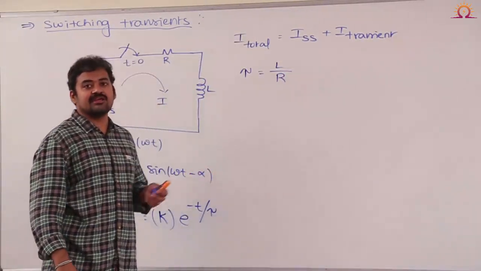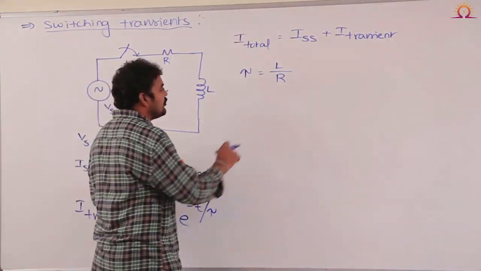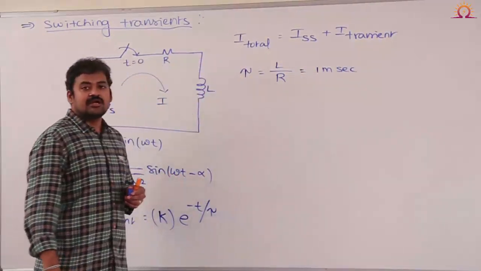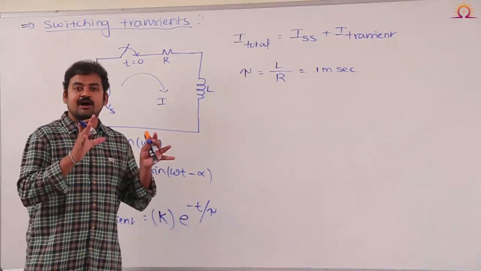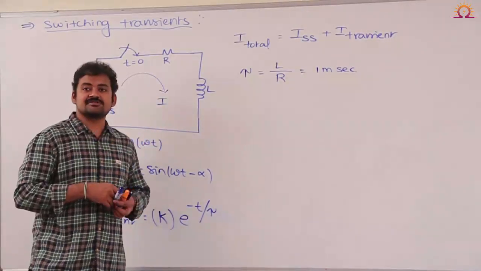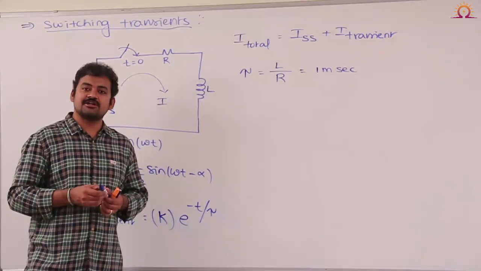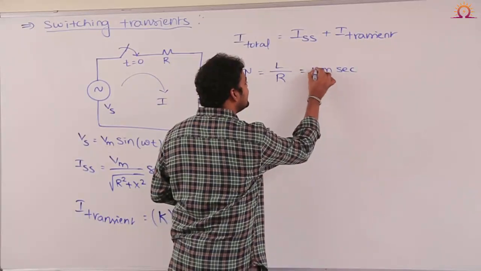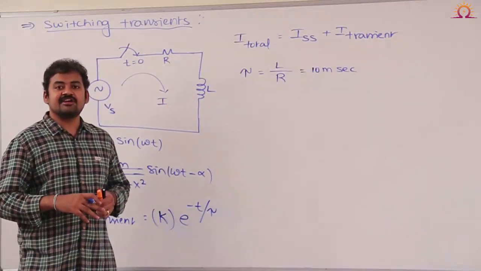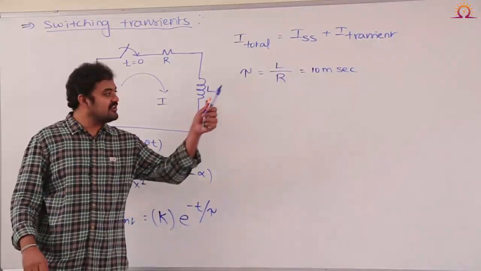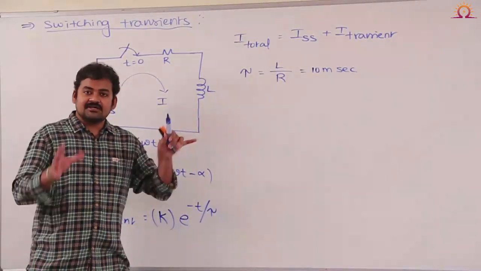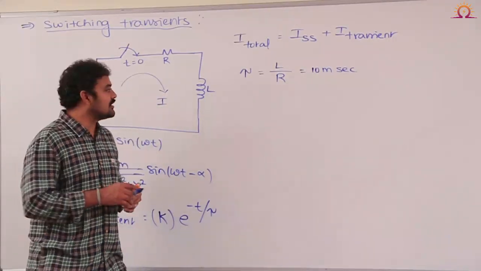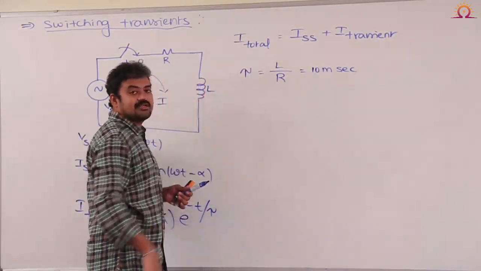For an RC circuit, it is RC, like that. Now, suppose this time constant value is, let us say, 1 millisecond, then tell me, for how much duration will the transient component be available? 5 time constants. That means for 5 milliseconds the transient component will be available. Suppose this time constant is equal to 10 milliseconds, then the transient component will be available for 50 milliseconds. So therefore, the time period for which the transient component is available will depend upon the time constant of this RL circuit.